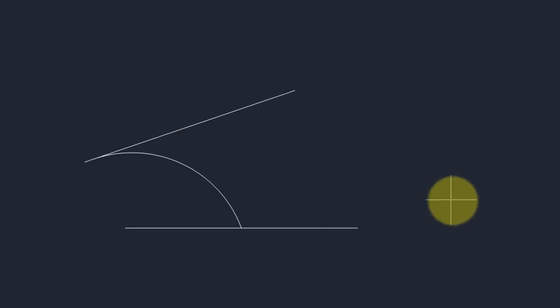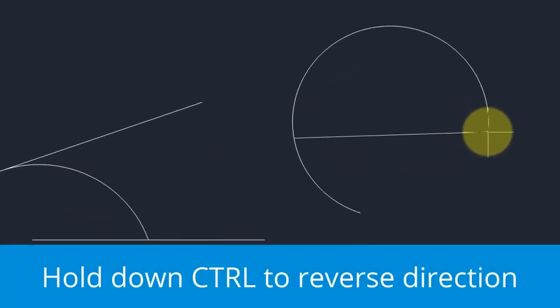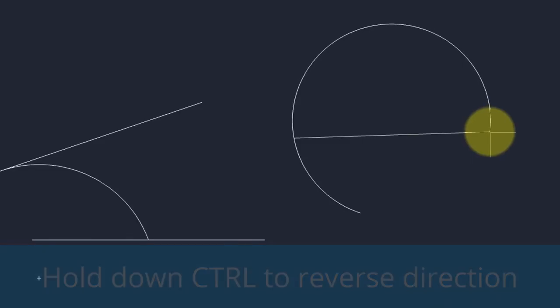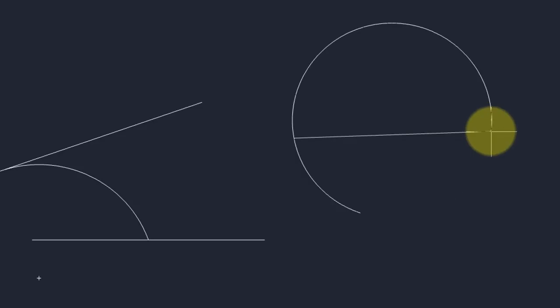The other nice thing is you can now hold down the Control key to change the direction. So there's the arc going one way, and now when I hold down the Control key, it goes the other way. Let go of the Control key, it's back to the original way.